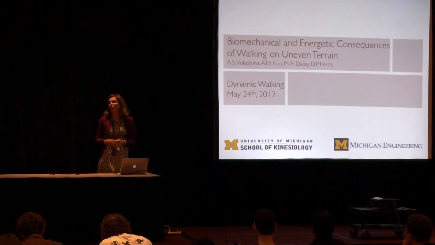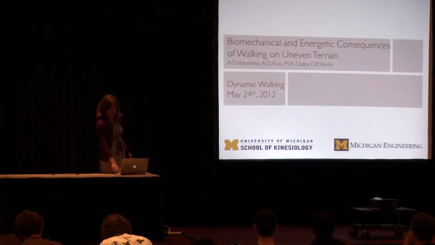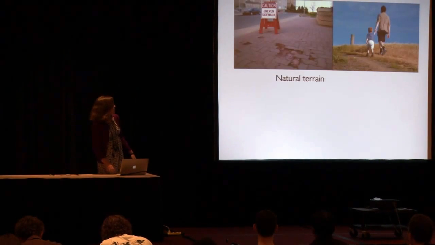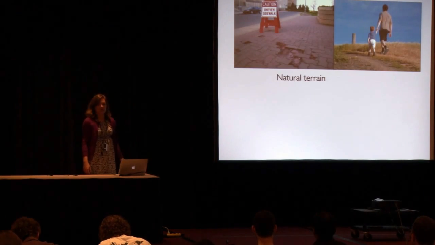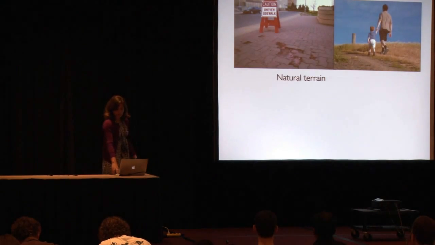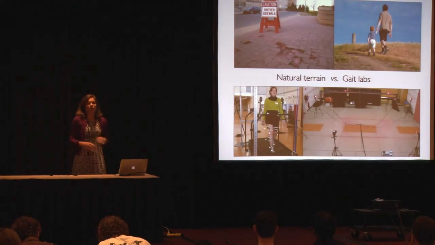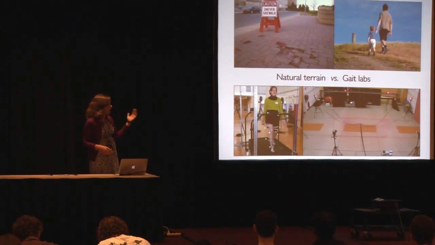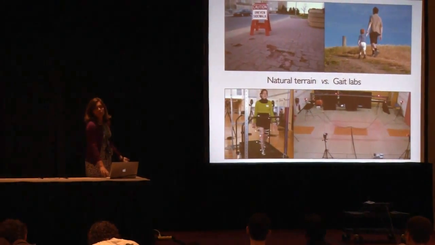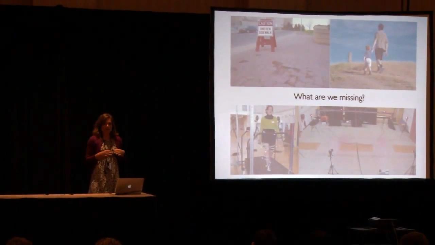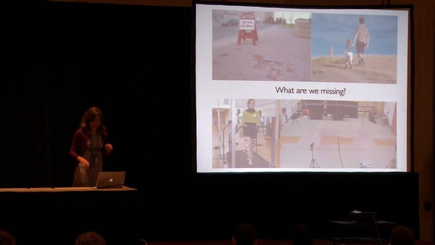A few people have already talked about uneven terrain today, but just to drive the point home, we walk on uneven surfaces all the time. We walk on grass, gravel, and uneven sidewalks. But the majority of motion research is conducted on level surfaces, such as treadmills or in level gait labs. So the question is, what are we missing by only studying locomotion on these level surfaces?